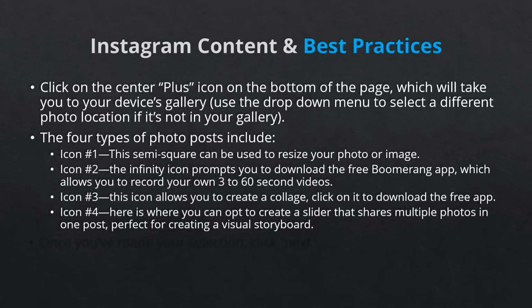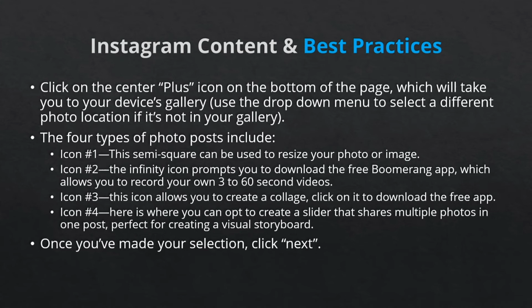Icon 3 allows you to create a collage. Click on it to download the free app. Icon 4 is where you can opt to create a slider that shares multiple photos in one post. Perfect for creating a visual storyboard. You can add up to 10 photos or videos to each post, however, 1 is sufficient. Once you've selected the appropriate icon above, or if you just want to create a standard post, click on Next in the upper right-hand corner.